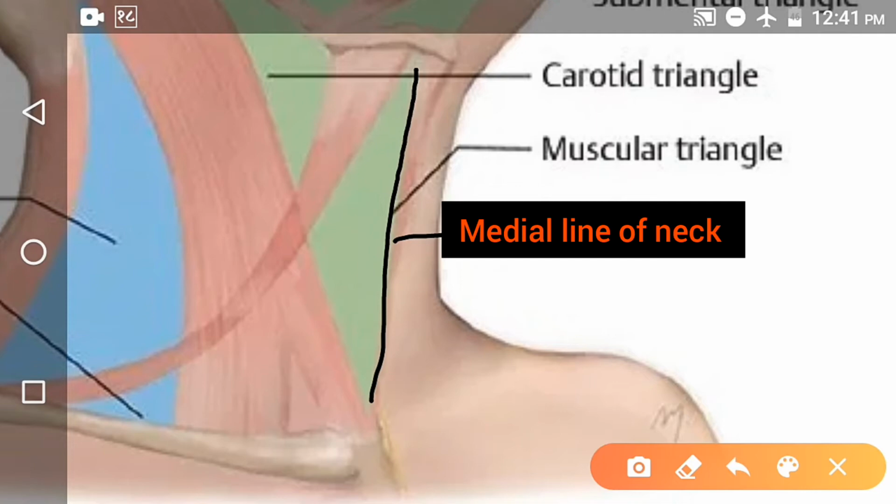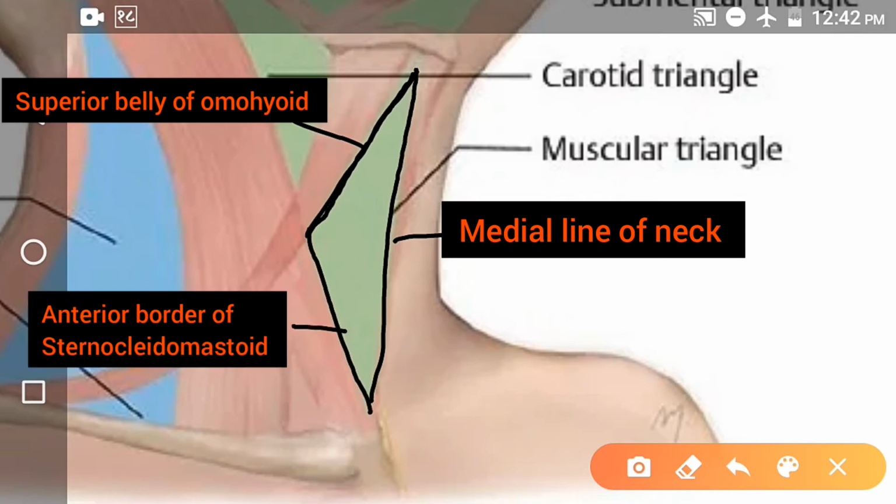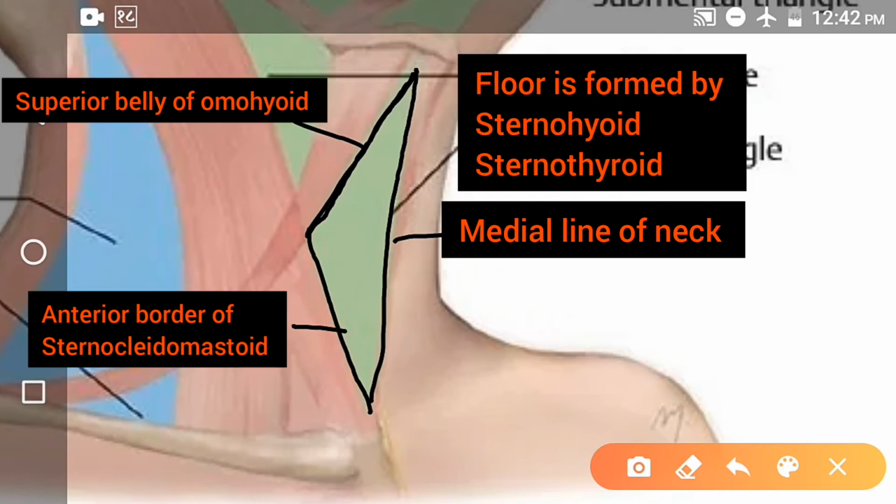Behind and above is the superior belly of omohyoid. Behind and below is the anterior border of sternocleidomastoid. And the floor is formed by the sternohyoid and sternothyroid muscles. This triangle doesn't contain important nerves and blood vessels.